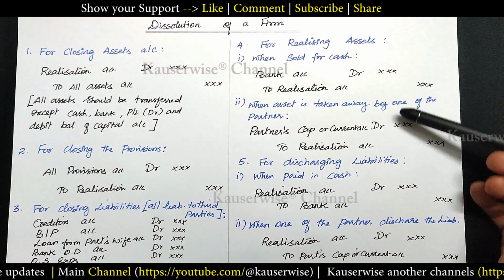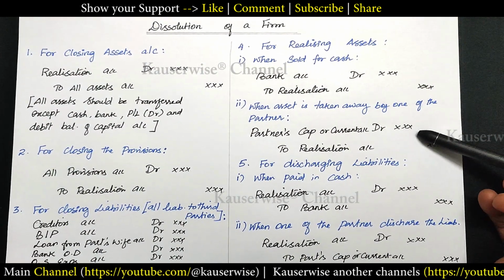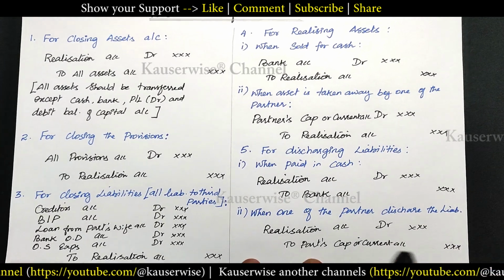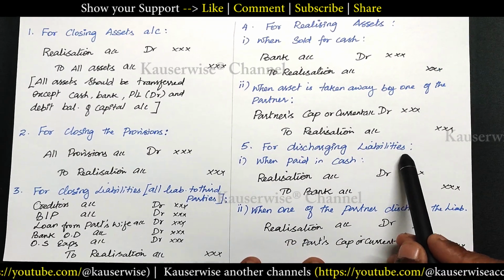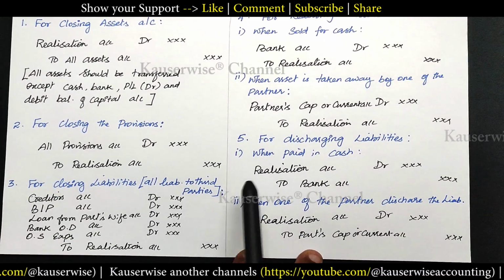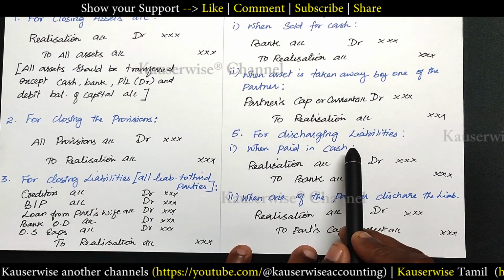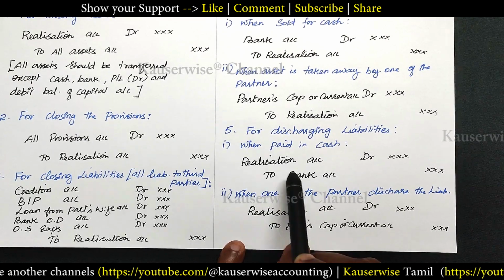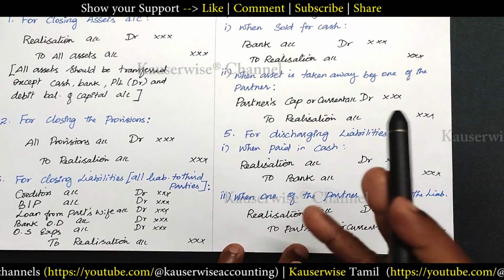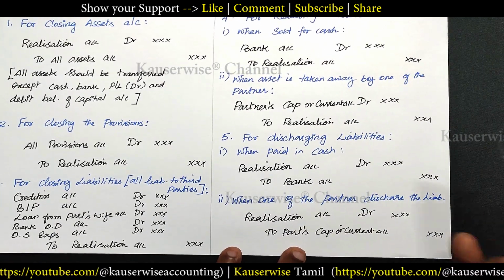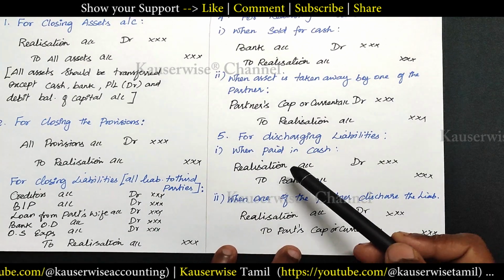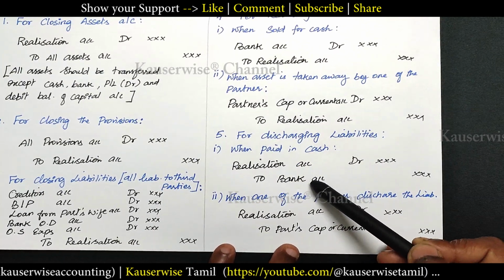So after realizing all the assets, the next step is we need to discharge. Discharge means we need to repay all the third party liabilities first. When the liabilities are discharged, paid in the form of cash, the entry is realization account debit to bank, because cash goes out now. You are making payment to third party liabilities. So entry: realization account debit to bank.